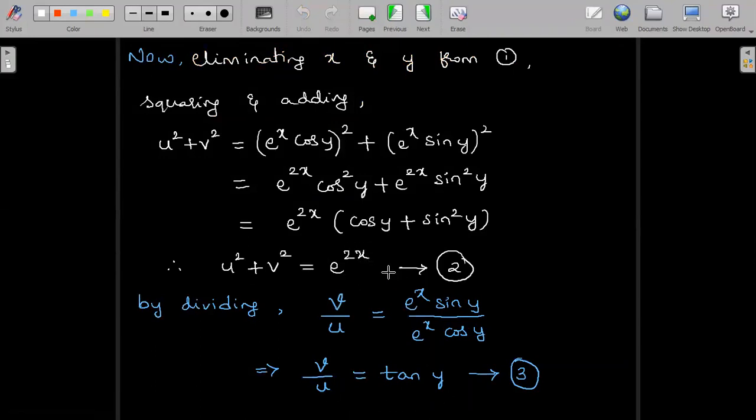So when I take x is equal to c1 here, it is u square plus v square is equal to e to the power 2c1. Let us assume e power c1 as r, so that e power 2c1 will be r square. So we have the equation in the form u square plus v square is equal to r square, which represents a circle in the w plane with center at the origin and radius equal to r.